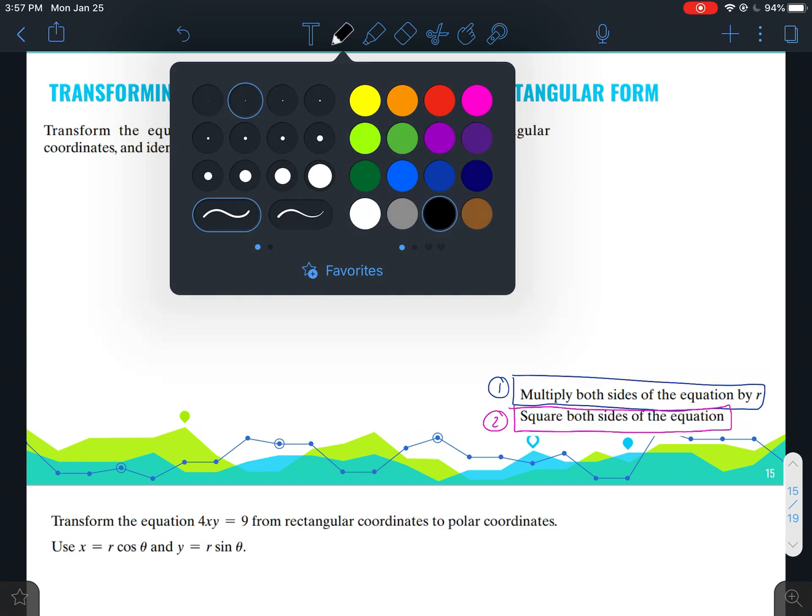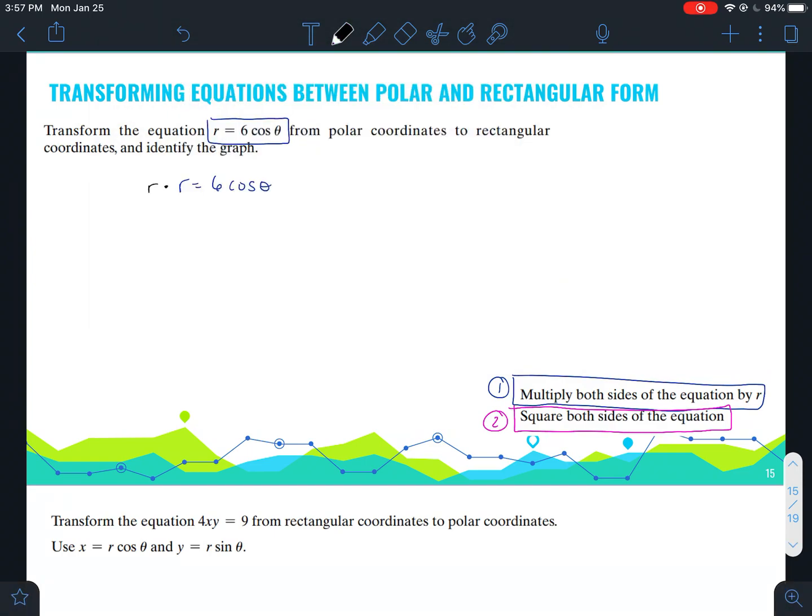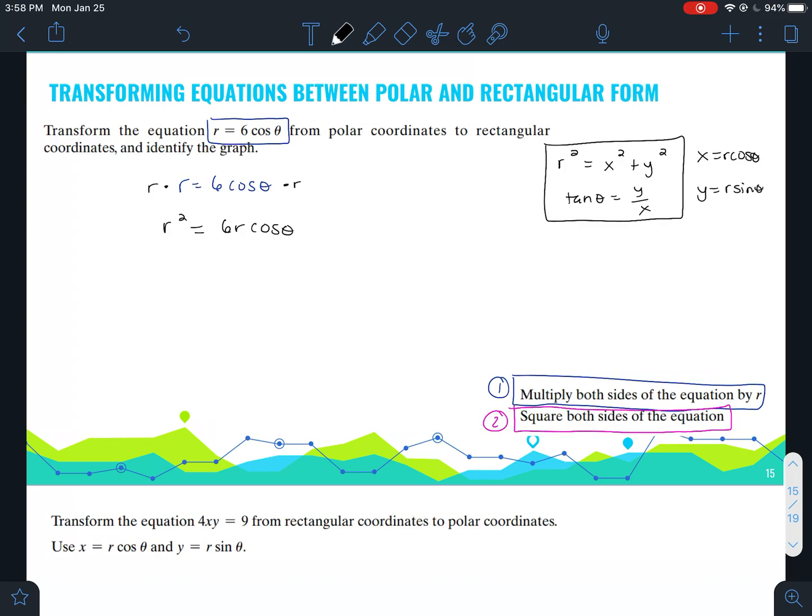Well, let's try multiplying both sides of the equation by r first. So let's multiply both sides by r, and we would get r squared equals 6r cosine theta. Now remember, when we were converting from rectangular to polar or polar to rectangular coordinates, we used the equations r squared equals x squared plus y squared, tangent theta equals y over x, and x is equal to r cosine theta and y is equal to r sine theta.